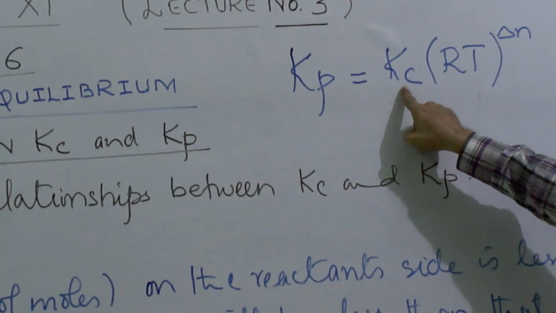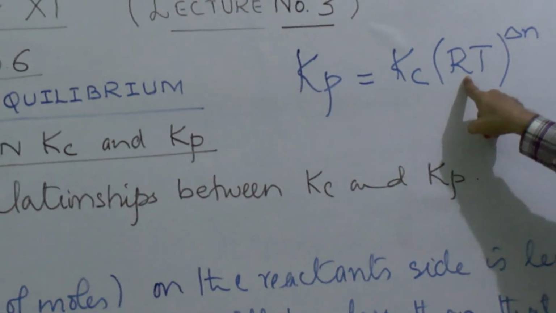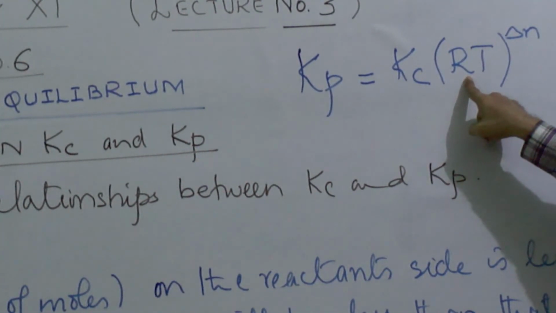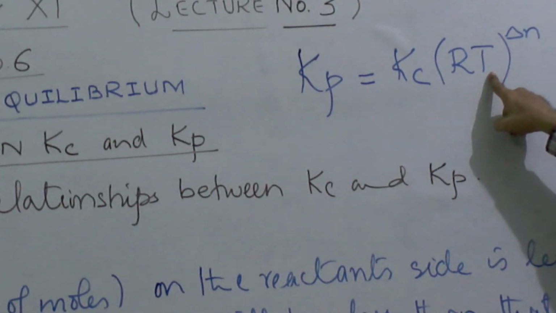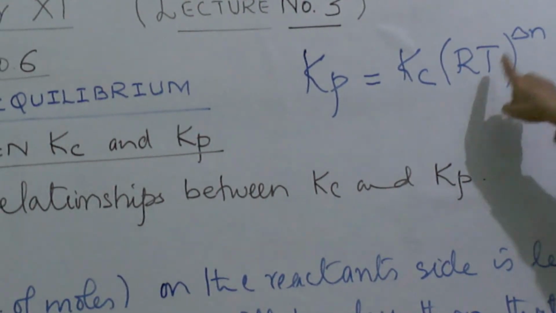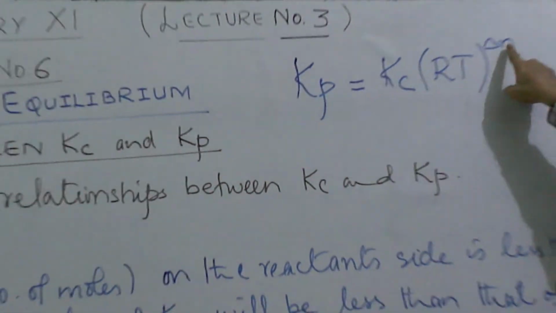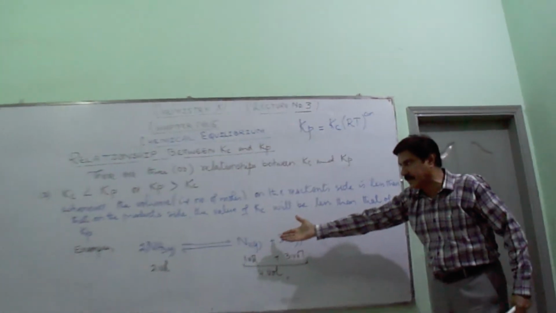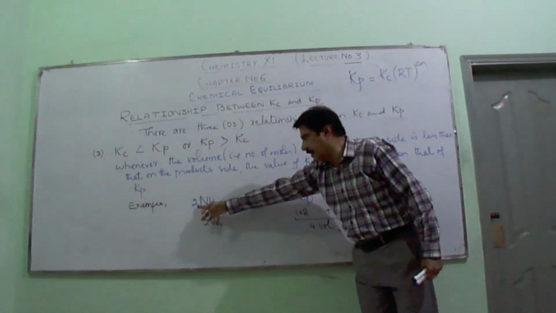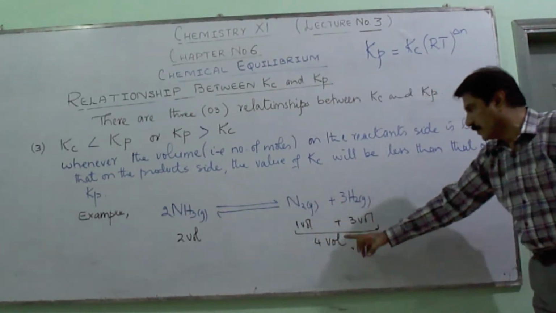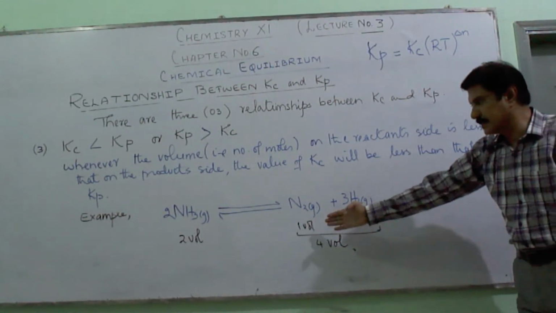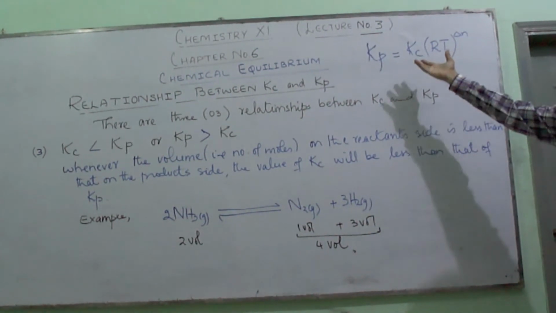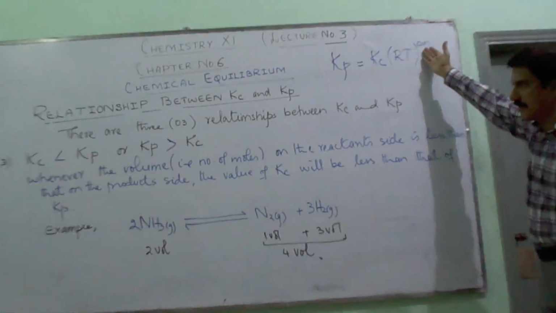Now Kc will be given to you. R is the universal gas constant, which is 0.0821 atmosphere into dm cube into mole inverse into Kelvin inverse. You must remember that. T is the temperature in the Kelvin scale, and delta N is the difference of moles on both the sides of the reaction. For example, if I consider this particular reaction, number of moles on the reactant side is just 2, number of moles on the product side is 4. So we can say that delta N must be 4 minus 2, which is 2.